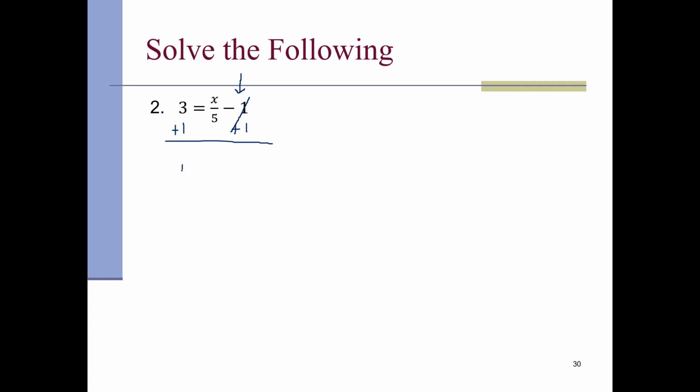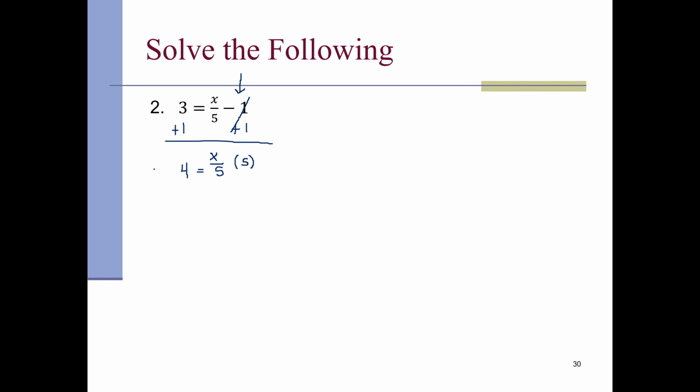So 3 plus 1 is 4. And on the right-hand side, I have x over 5 remaining. Now I want to get the coefficient for the x to be 1, so I want to get it by itself. Right now it is divided by 5. I need to do the opposite. So the opposite of divide by 5 is to multiply by 5.